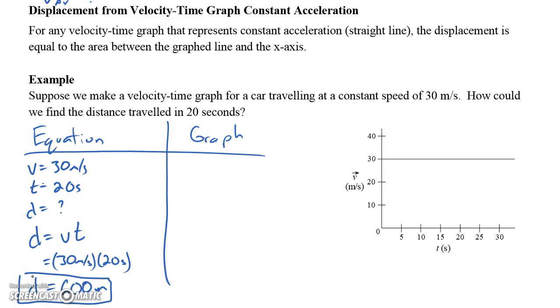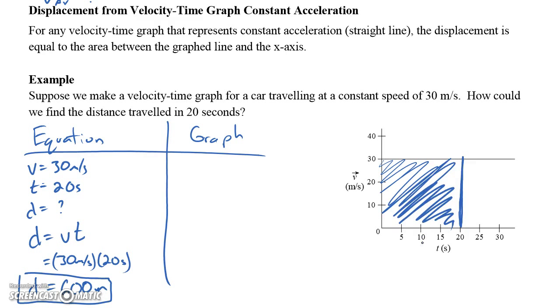And so to do that, I'm going to draw an imaginary line here, straight up from 20 seconds to meet the line. So when I'm talking about the area between the graph line and the x-axis, that's the area in the time interval between the two. So that is all of this space here. Okay, well let's calculate that.